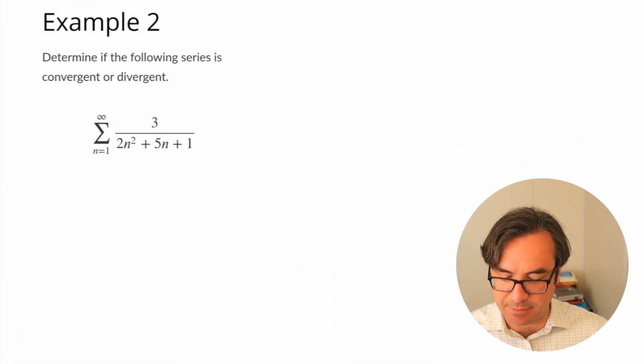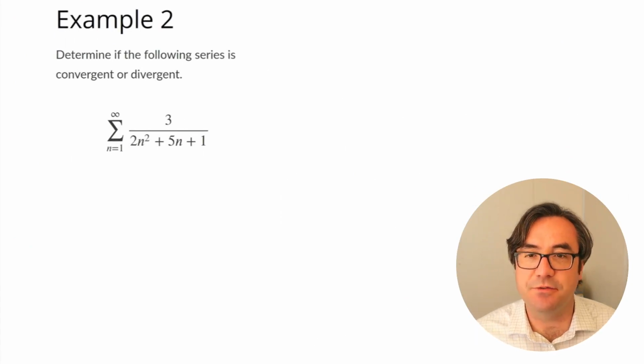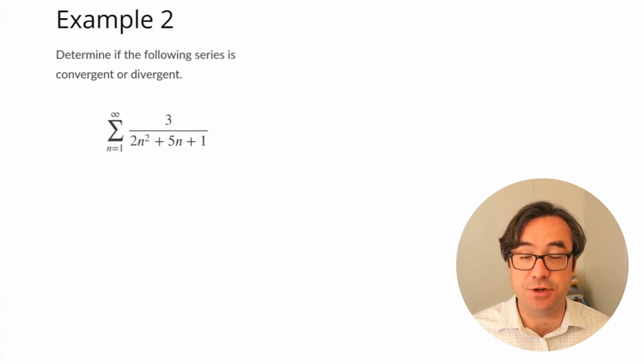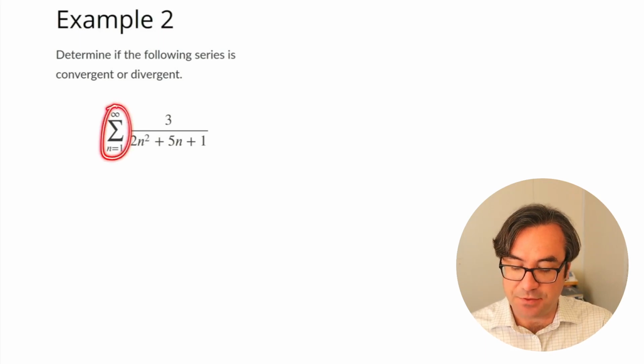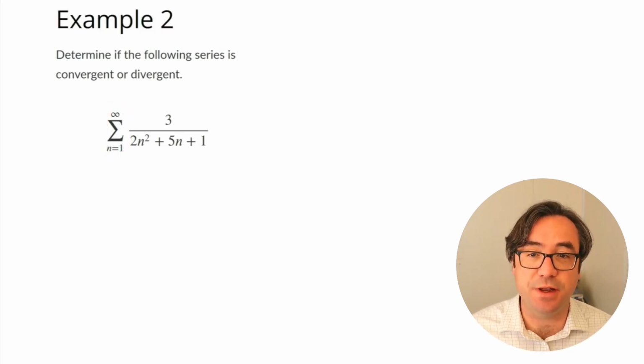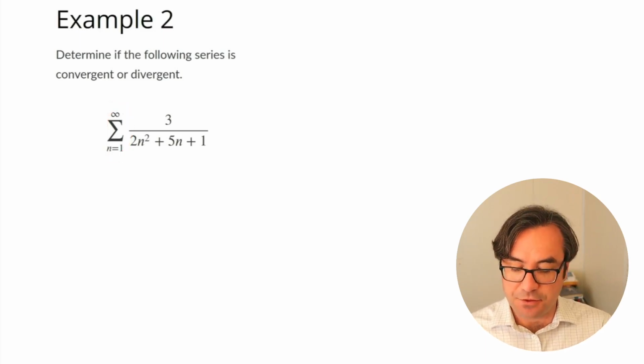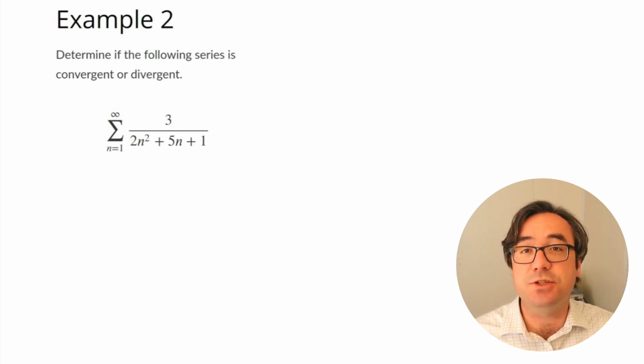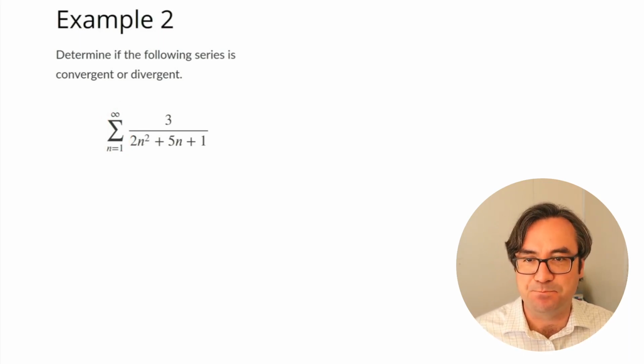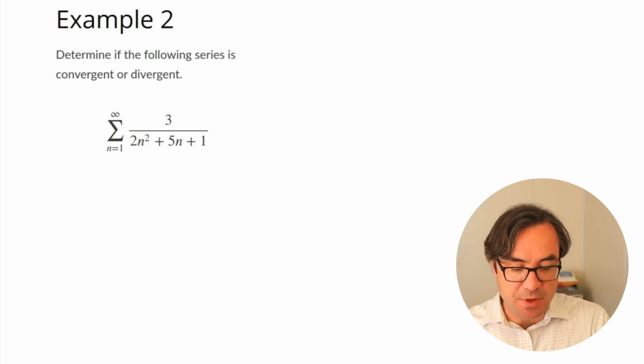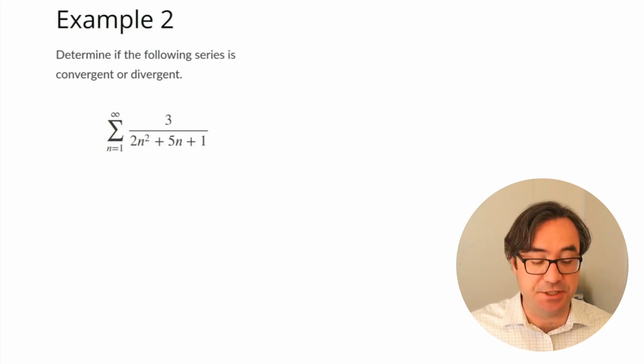So let's look at example 2. We want to figure out if this series converges or diverges. We're looking at the sum from n equals 1 to infinity of 3 over 2n squared plus 5n plus 1. All right, first step is we have to find our comparable series.